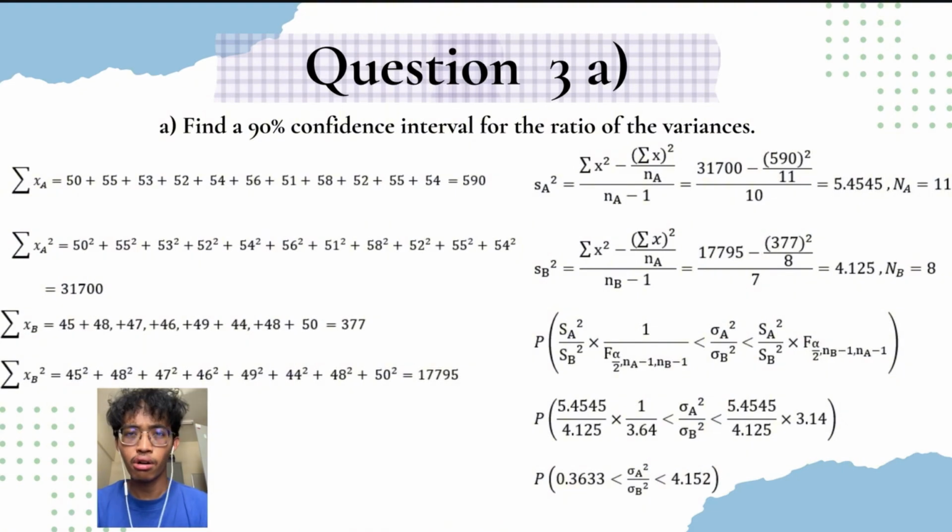Because we are dealing with a ratio of variances from two independent normal populations, we use the F distribution with a 90% confidence level. Our alpha is 0.1, meaning we look up the critical values at alpha over 2, which is 0.05. Using our degrees of freedom, which are 10 for brand A and 7 for brand B, our critical F table values are 3.64 and 3.14. After multiplying our variance ratio by these table values, we arrive at our final 90% confidence interval, which is 0.3633 to 4.152.